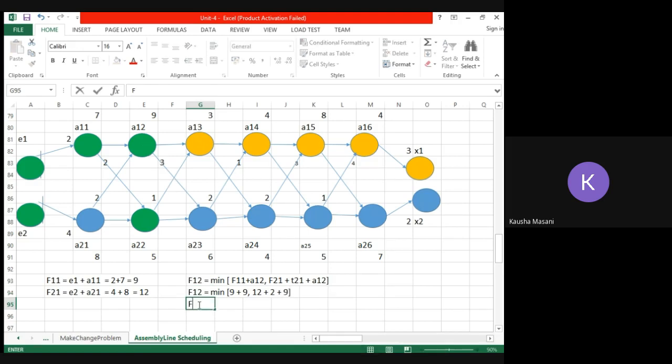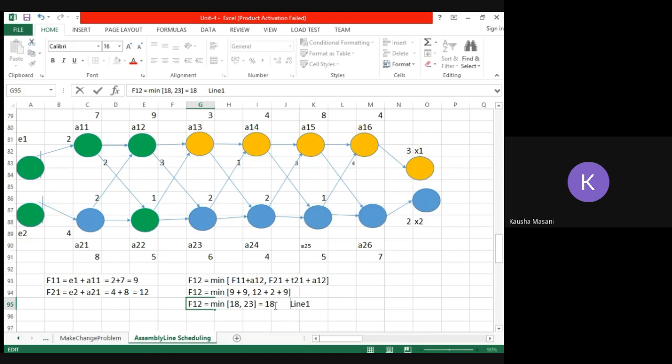What is the minimum value out of the two? 9 plus 9, so that is 18. And 12 plus 2, so that is 14, and 14 plus 9, 23. Okay. So the minimum value is 18. And 18 is at line 1. This is how you are going to mention.